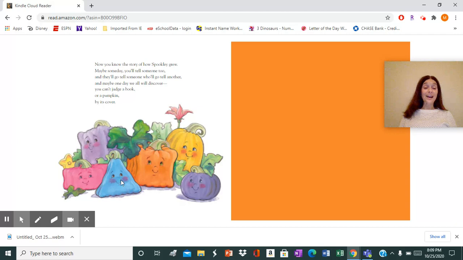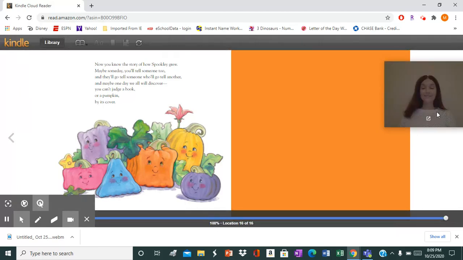And Spookley was kind and saved the day and made all the pumpkins realize what a good pumpkin he was, even though he was different.